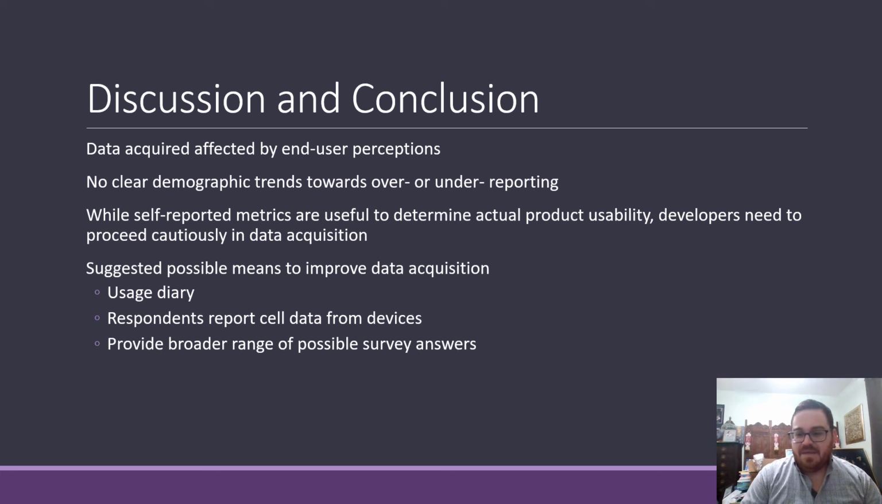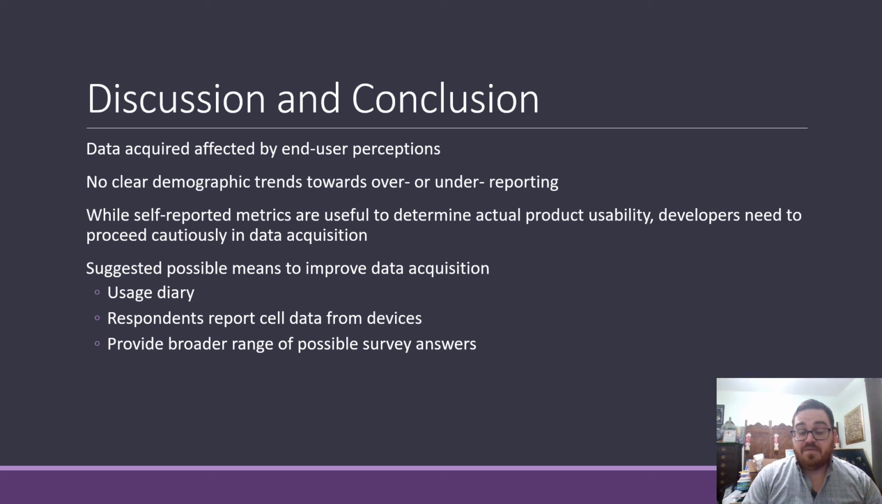Self-reported metrics can be useful for actual product usability, but the study here shows that developers need to proceed cautiously in the actual data acquisition because the data itself cannot be as accurate as a computer can provide. There needs to be steps taken to help reduce or mitigate those inflated or underinflated numbers that humans can provide.